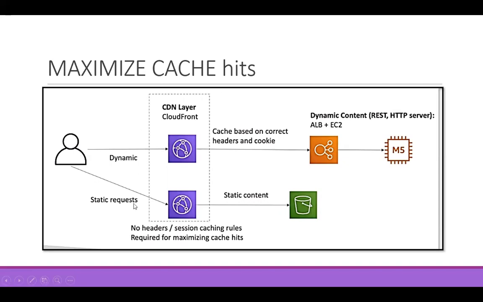Suppose you have static content that does not have headers or caching rules. We can then serve our static content from CloudFront rather than from the origin. If we have dynamic content, then based upon the cache we can check the headers and the cookies, and then forward the request to our application load balancer, with what kind of dynamic content: REST HTTP server, then your EC2 instance where you are hosting your application. So this is how we can maximize the cache hits.